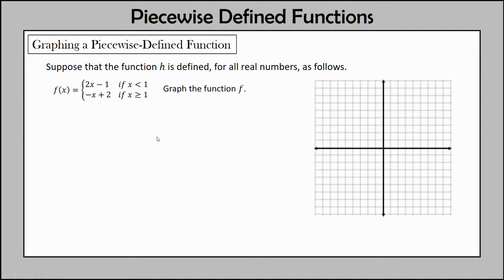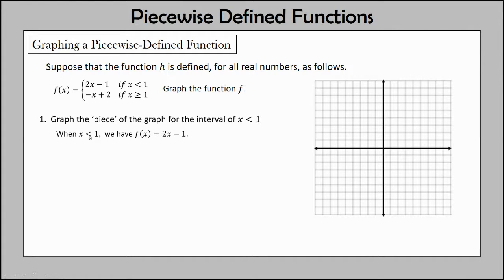All right, so we do this the same way we did the last ones. Okay, we're going to graph it in its two pieces. All right, so the first piece of the graph is for all values less than 1. Okay, so when x is less than 1, they're saying use the rule f of x equals 2x minus 1. All right, so in other words, from -infinity all the way up to 1, we're going to make the graph y equals 2x minus 1.